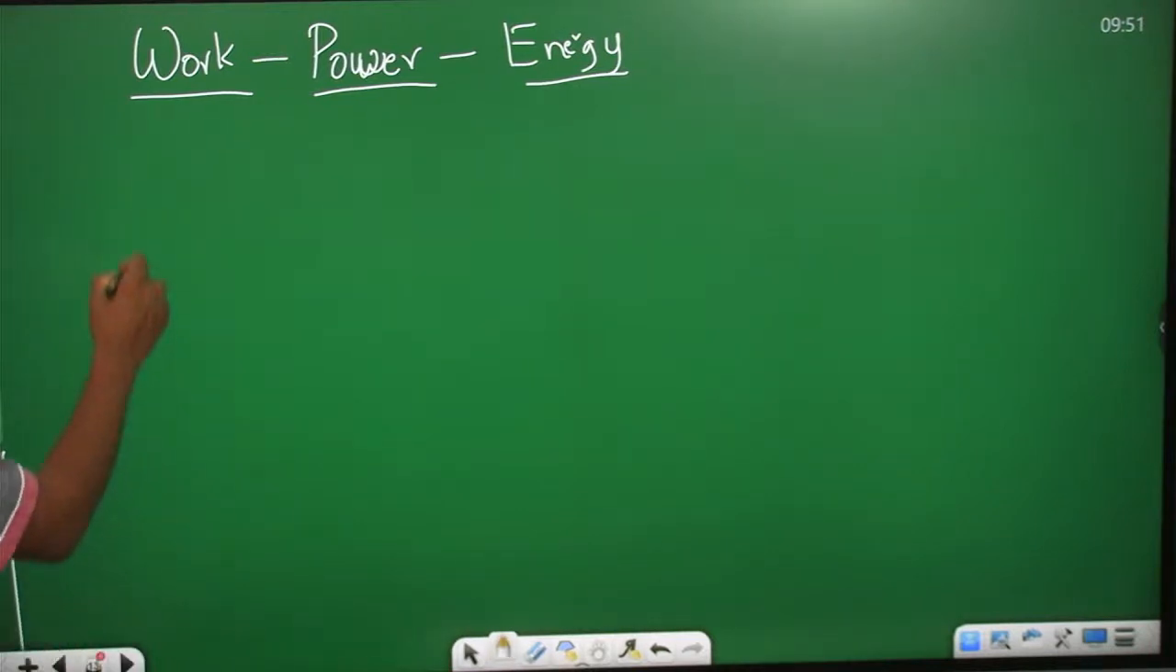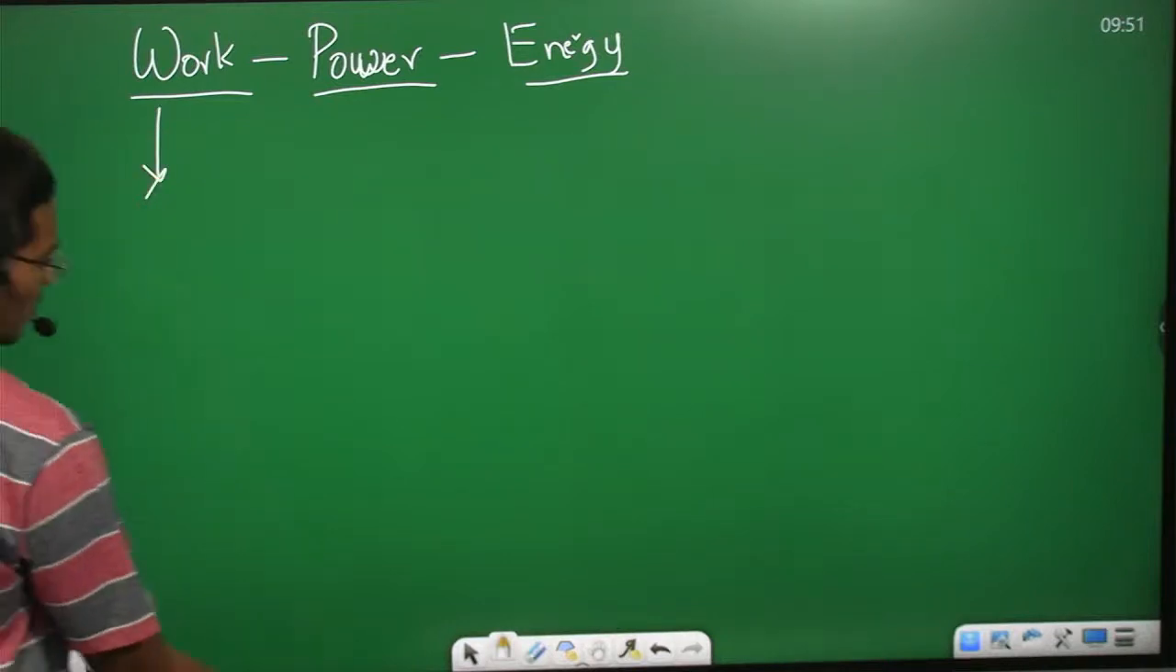So first, units of work. What are the units of work?